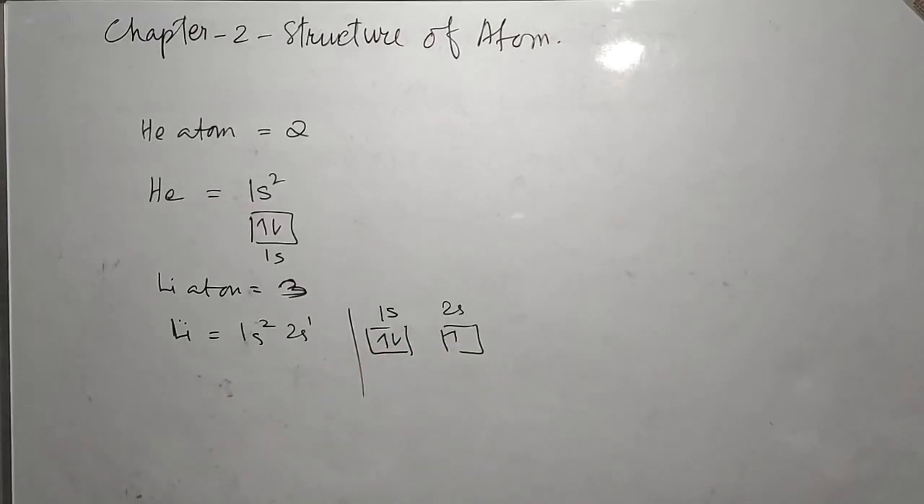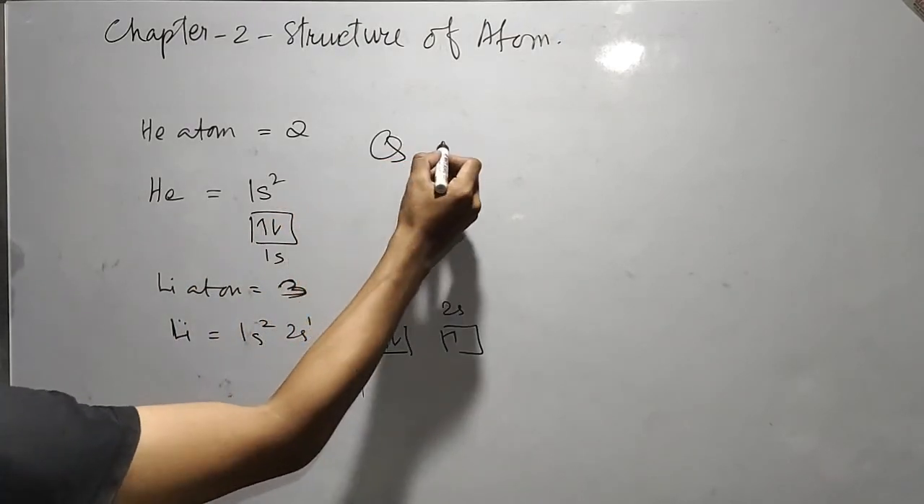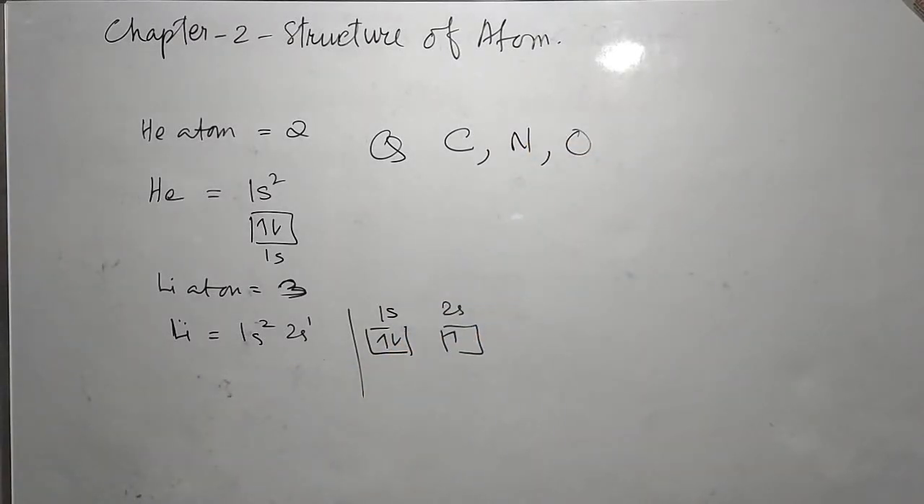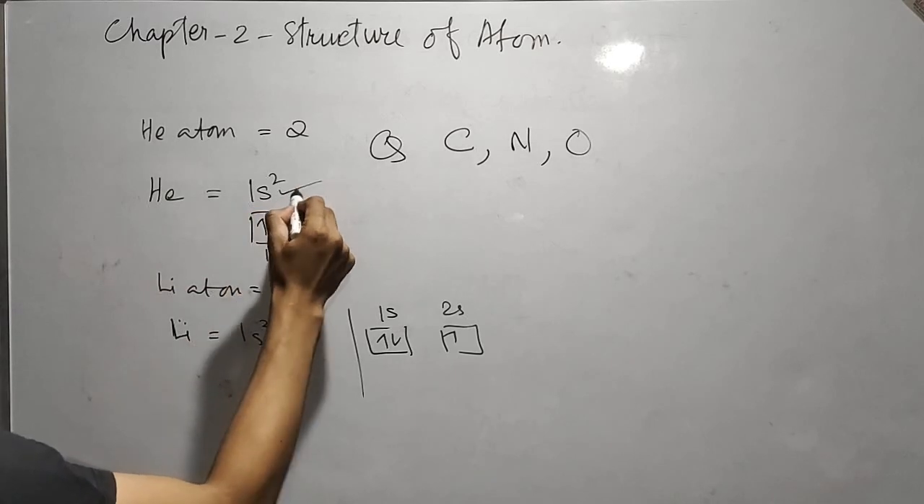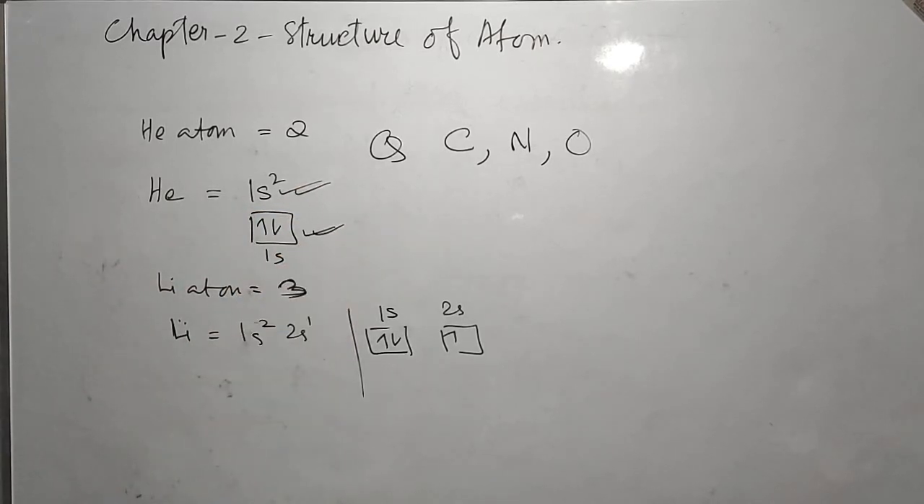Now I want you to do this for carbon, nitrogen, and oxygen. Find out the electronic configuration, write both types of electronic configuration, and also the box notation form.